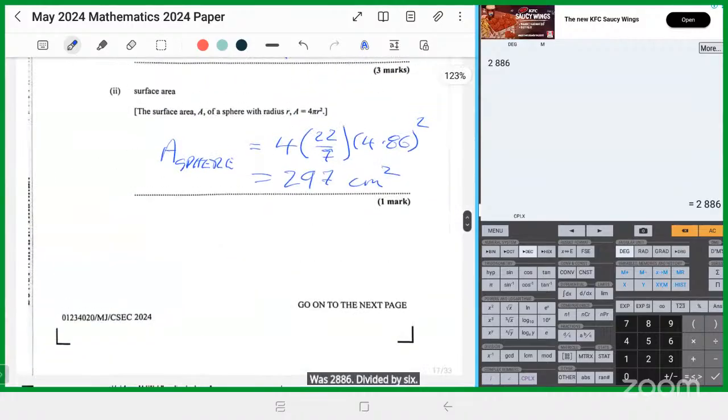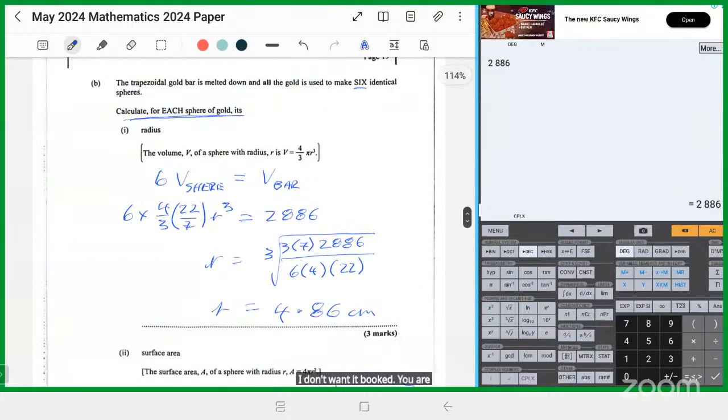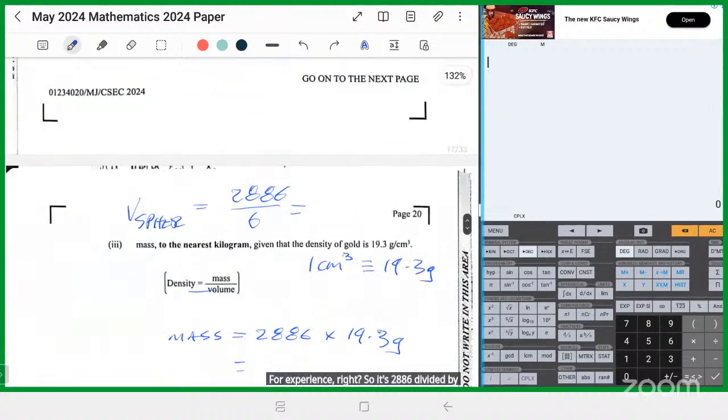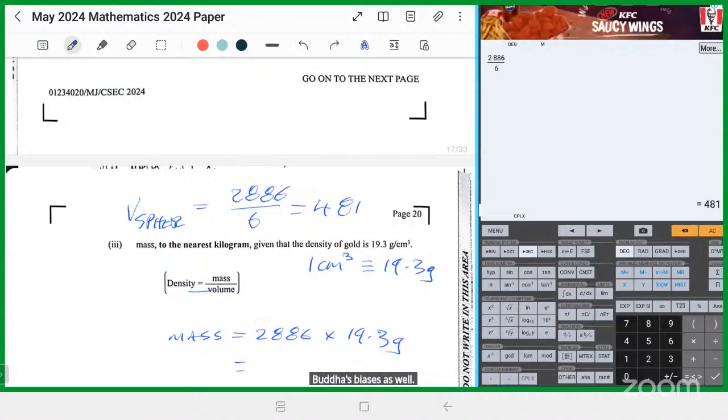Is it the sphere they wanted? You are correct. It says for each sphere. So it's 2886 divided by 6. That's correct. For the sphere, that's 481, since you could divide by 6 as well. 481 cm cube. So you multiply here by that.